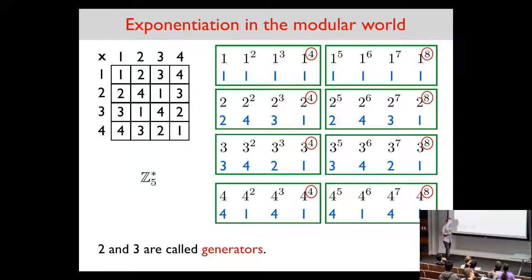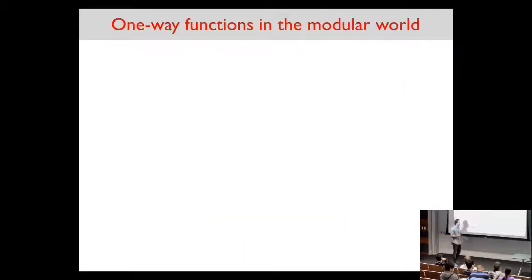Just going back to this little definition I let me make. So 2 and 3, if you look at 2 and 3, you see that as you raise them to different powers, you generate all the elements of Z5 star. So when that happens, we call that element a generator. 2 and 3 are generators because if you look at the green boxes for 2 and 3, they have all the elements of the universe. Okay, so this is also discussed in the homework.